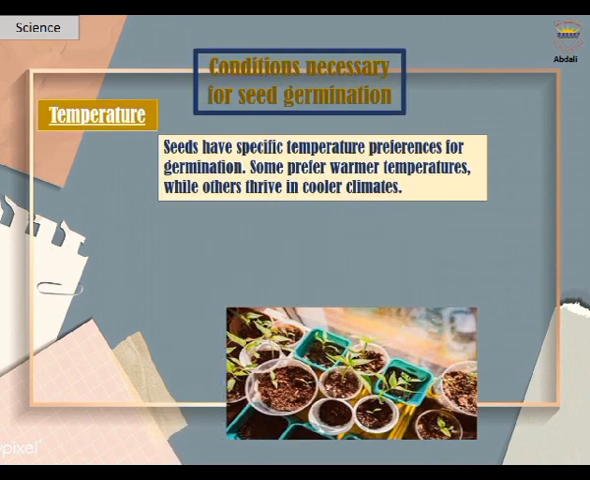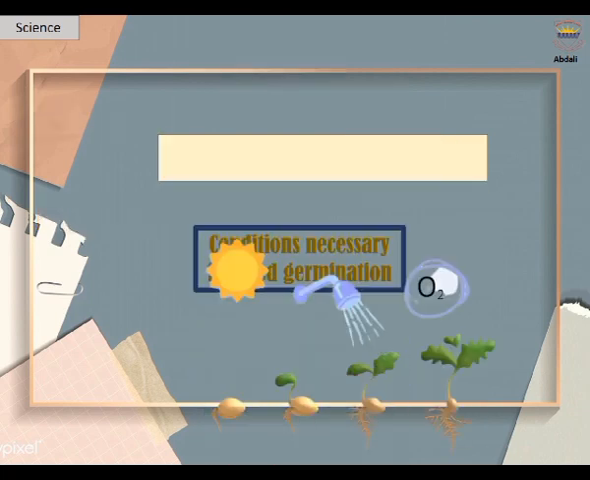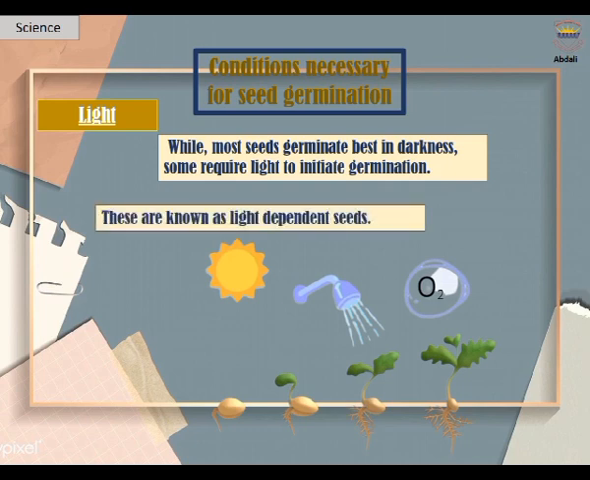Temperature. Seeds have specific temperature preferences for germination. Some prefer warmer temperatures, while others thrive in cooler climates. Generally, a moderate and consistent temperature promotes successful germination. Light. While most seeds germinate best in darkness, some require light to initiate germination. These are known as light-dependent seeds.